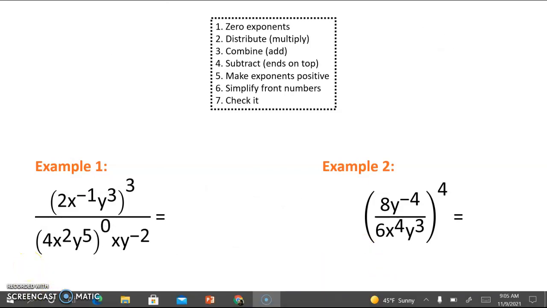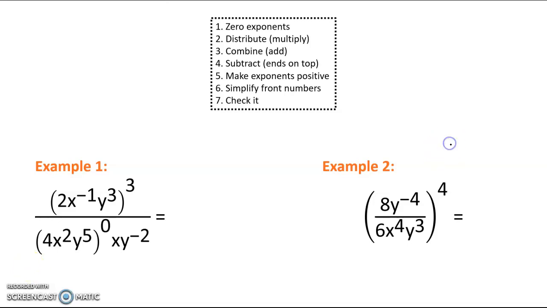Okay, so let's look at another example here. So we have example 2. It is 8y to the negative fourth power all over 6 times x to the fourth power times y to the third power. Now, anytime that you have these parentheses here and this whole thing is raised to the fourth power, I would automatically just go ahead and distribute, okay? Barring that you've already looked for your zero exponents and gotten rid of them. But we don't have any zero exponents in here, so we're just going to distribute it.